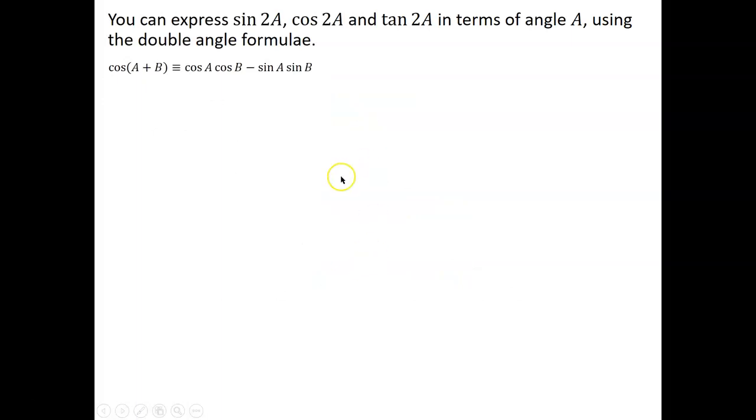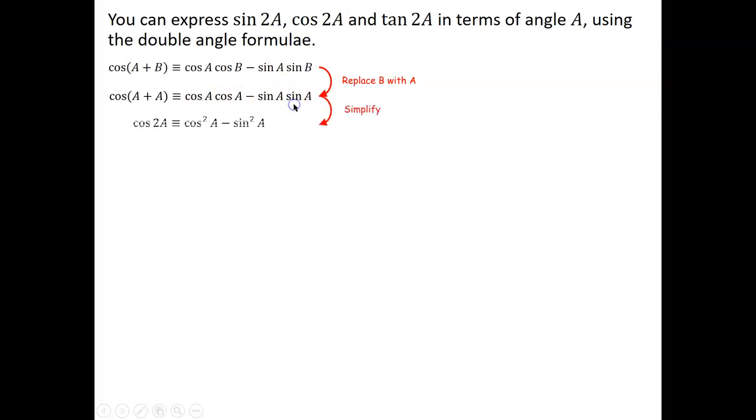Let's have a look at cos then. So same as before, we'll replace B with A. Now I've got cos A cos A, I can write that as cos squared A. Sine A sine A, I can write that as sine squared A. So this is an identity. What we can do here, because we know other identities that involve cos squared of an angle and sine squared of an angle, is we can create some new identities.